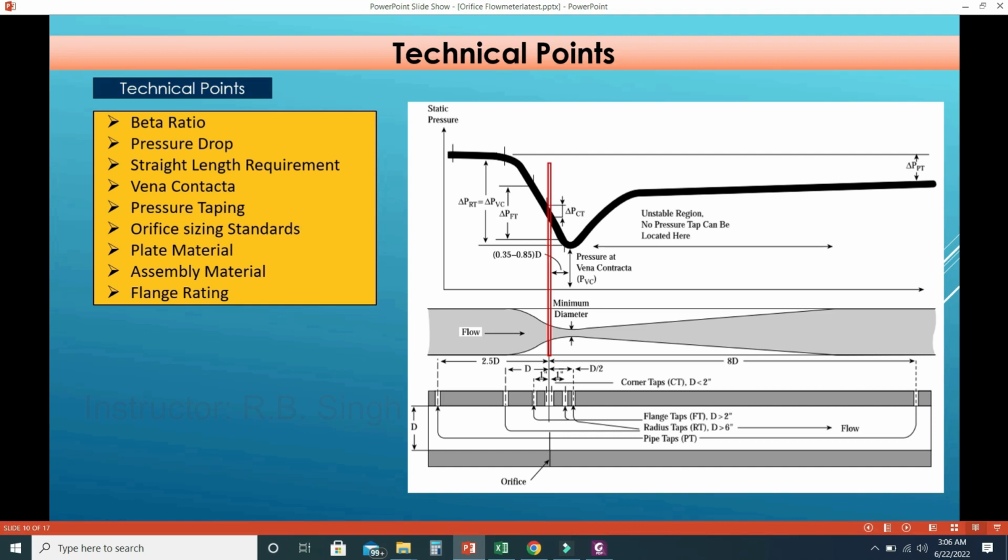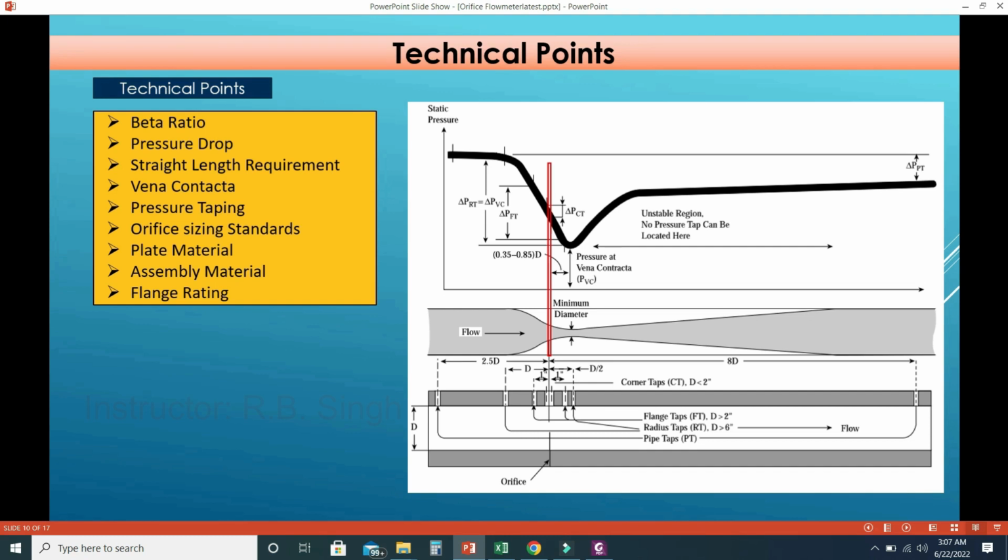So we are discussing beta ratio. What is the beta ratio? Beta ratio is the ratio of meter bore and pipe bore; that is, the ratio of the orifice bore, small d, to the pipe ID. In short, we can write small d by capital D. Small d is the orifice bore and capital D is the pipe bore.